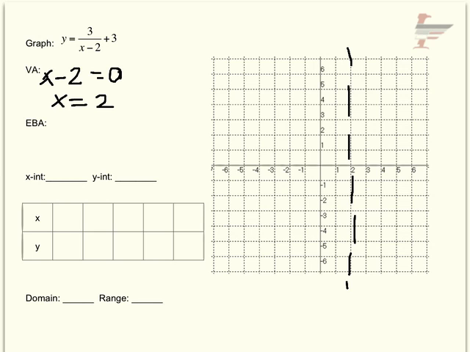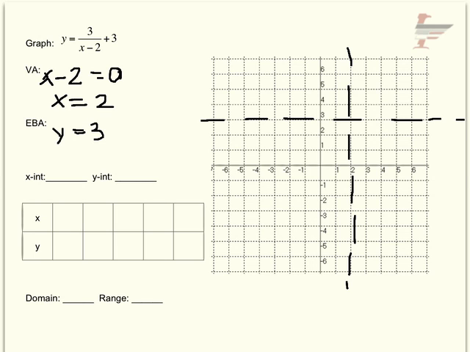My end behavior asymptote, because the degree on top is less than that of the bottom, again would be y equals 0, but now here's where it's tricky. You have to catch that everything's shifted up 3, so instead of y equals 0, if I shift everything up 3, that's really going to be an end behavior asymptote of y equals 3. So I'll toss that in.